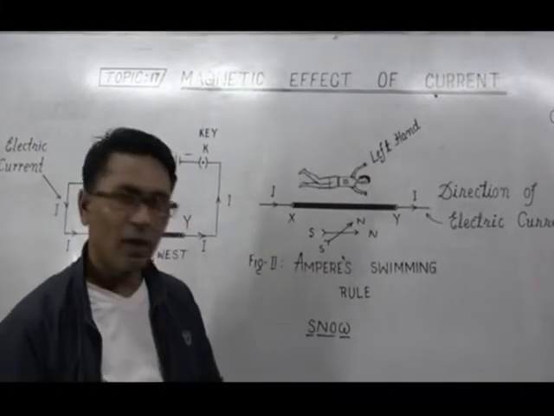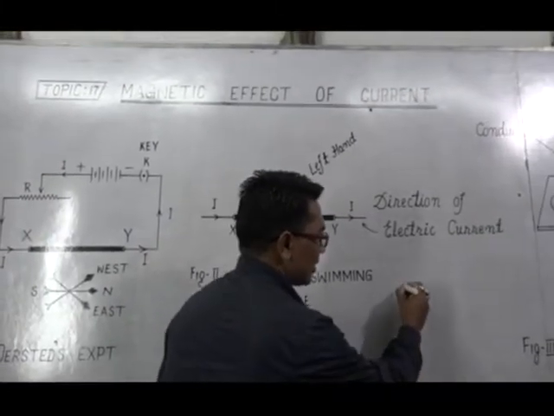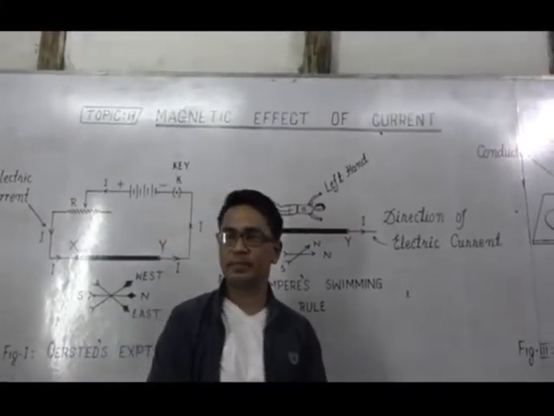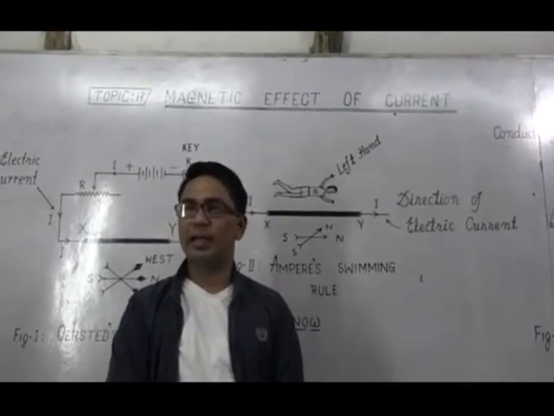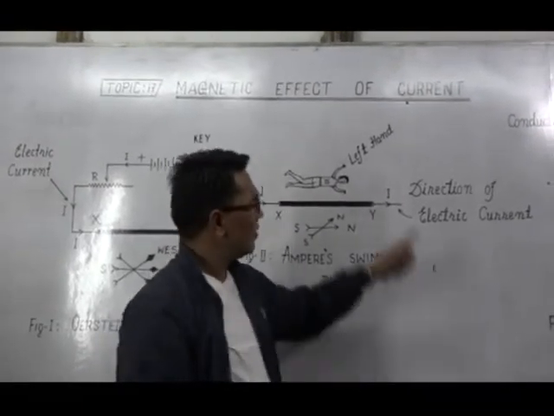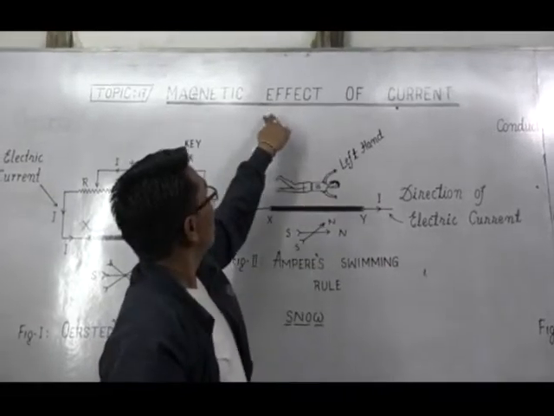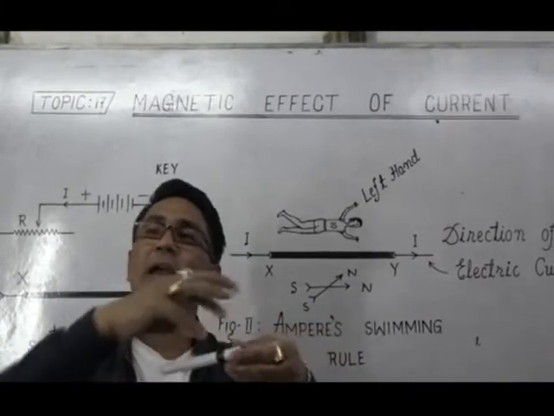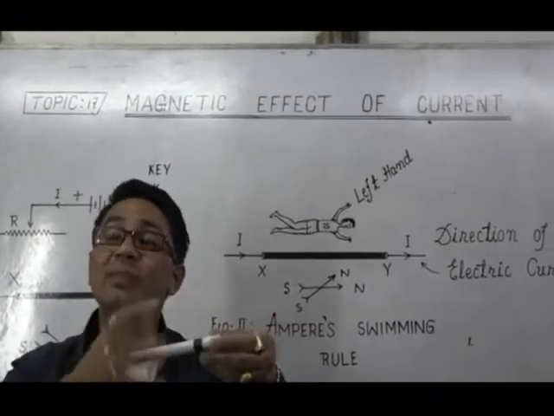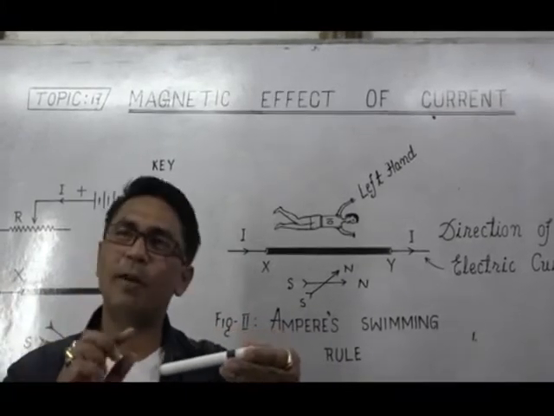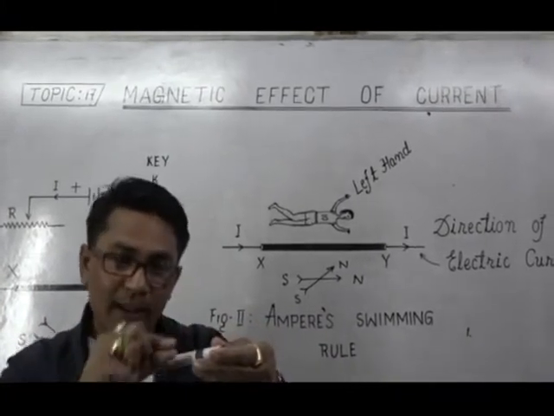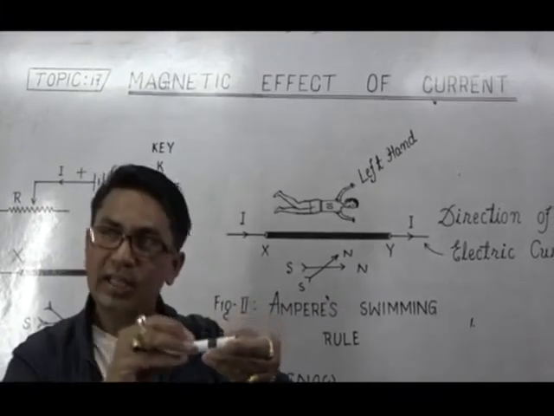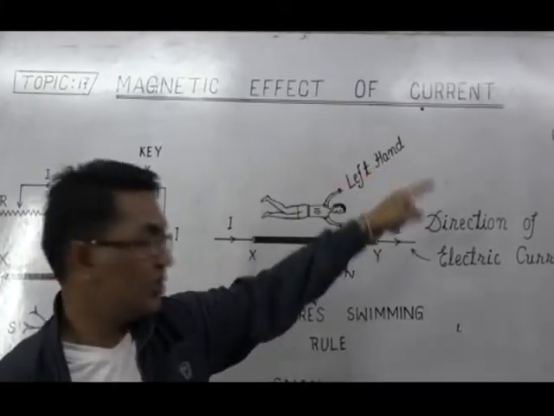What is the magnetic effect of current, or electromagnetism? The first point: magnetic effect of current means the phenomenon of production or development of a magnetic field around a conductor on flowing current through this conductor. This is the first point.